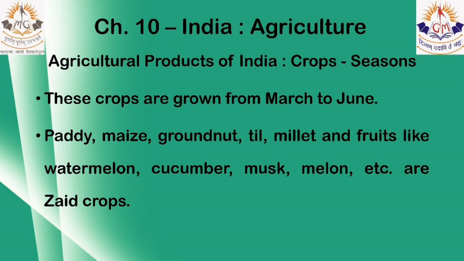Though the timing is quite the peak of the summer, that is March to June, then also we can grow. But the rest of the country is facing quite a severe summer season with temperatures ranging anywhere from 30-35 degrees to 45 degrees. So in those temperatures, maize, groundnut, til, millet and fruits like watermelon, cucumber, musk melon, etc., they are all Zaid crops.